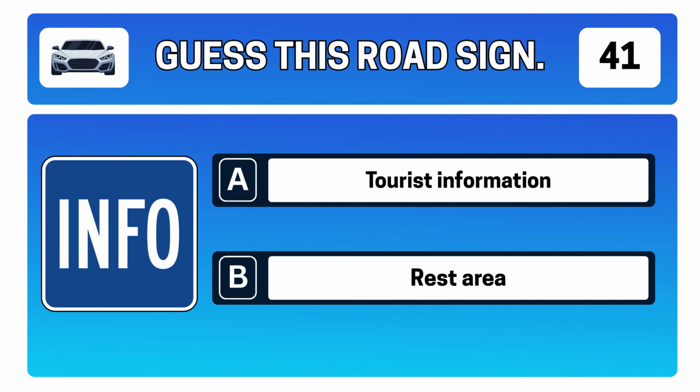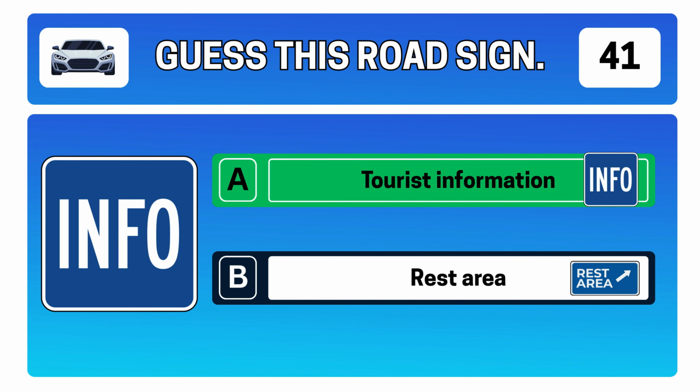Guess this road sign. A. Tourist information. B. Rest area. Well spotted. It is the tourist information sign.